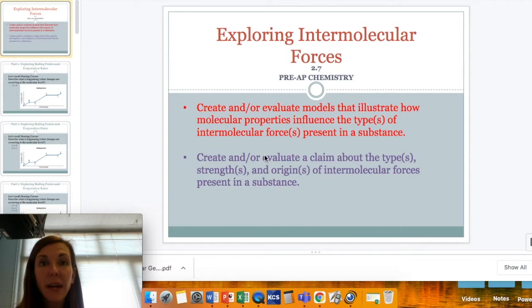Hi guys, so today we're going to be doing lesson 2.7, Exploring Intermolecular Forces. Our objectives today are to create and/or evaluate models that illustrate how molecular properties are influenced by the types of intermolecular forces present in a substance, and also to create and/or evaluate a claim about the types, strengths, and origins of intermolecular forces present in a substance.